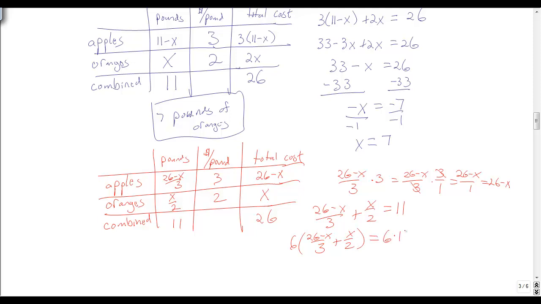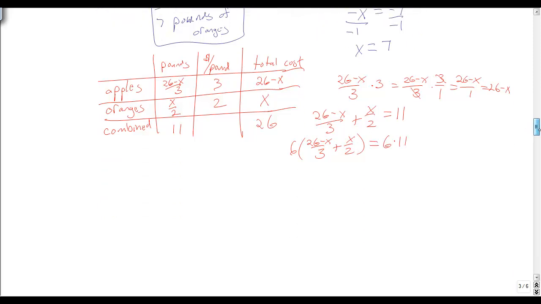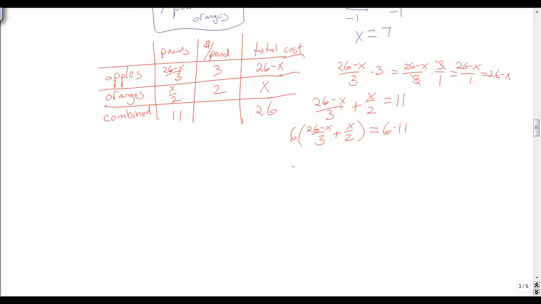I'm going to get the 6 times 11, and then I need to distribute the 6. Now, I'm going to get 6 over 1 times 26 minus x over 3 plus 6 over 1 times x over 2. 6 times 11 is 66. The reason I like to write this way is now 6 is 3 times 2. These 3's cancel. And I get 2 times 26 minus x plus 6 is 2 times 3.